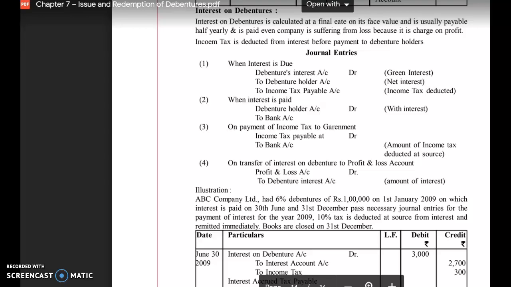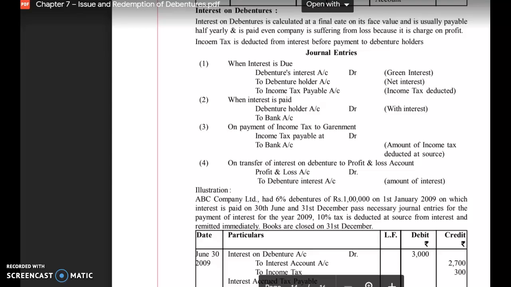So here we have to understand what journal entries will be recorded at the time of making payment or when the interest on debentures become due. Interest on debenture is basically a charge against the profit of the company. When I say the charge against the profit of the company, it means whether there is profit or loss, company has to make the payment of interest as a part of compulsory obligation.